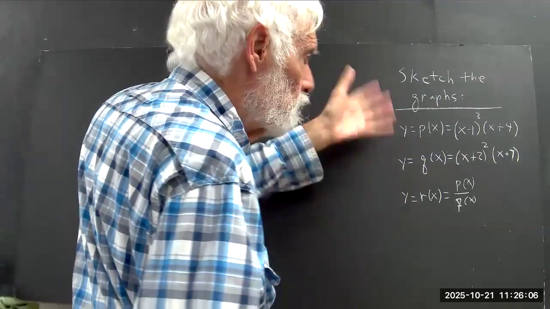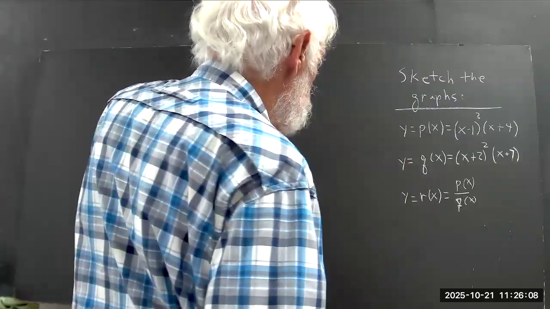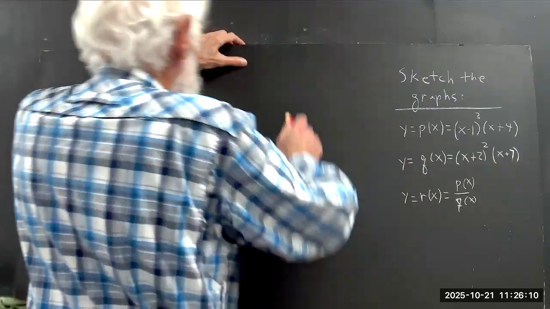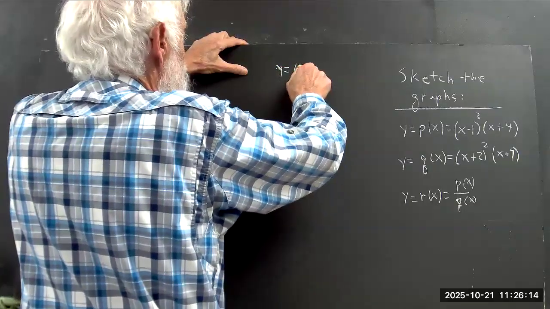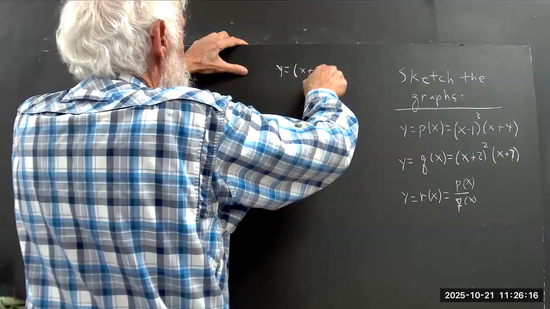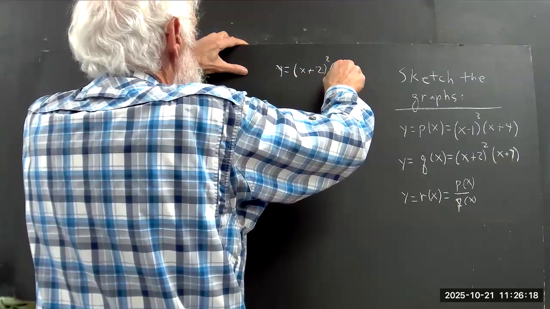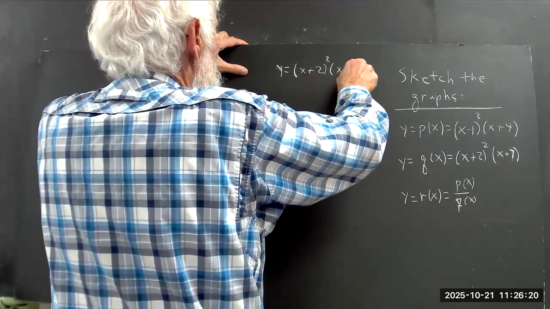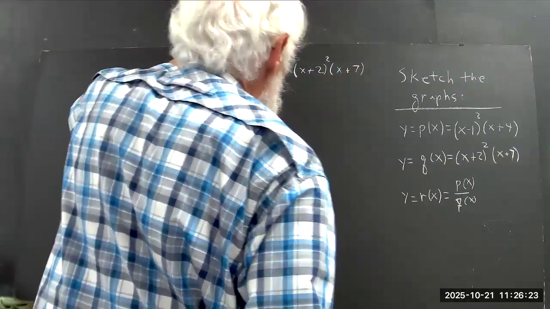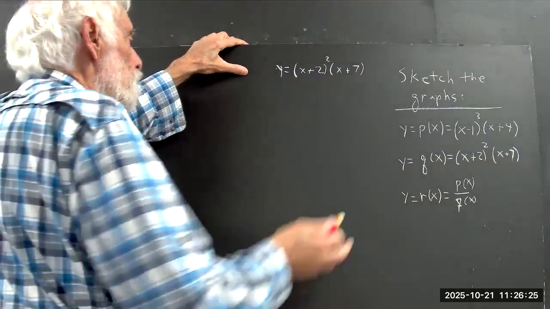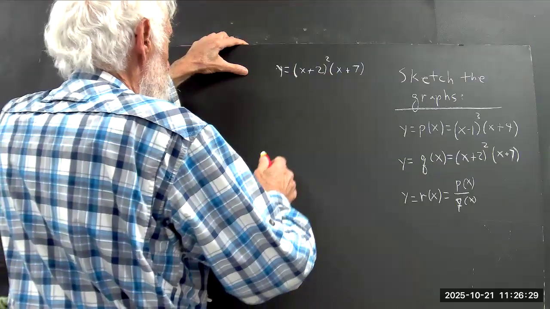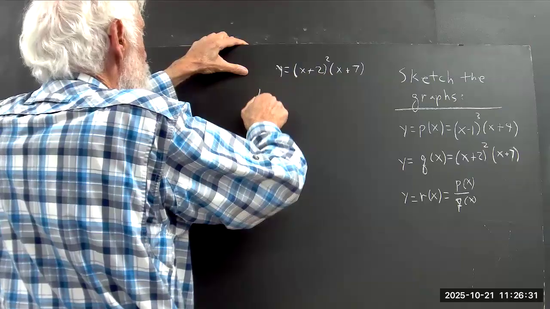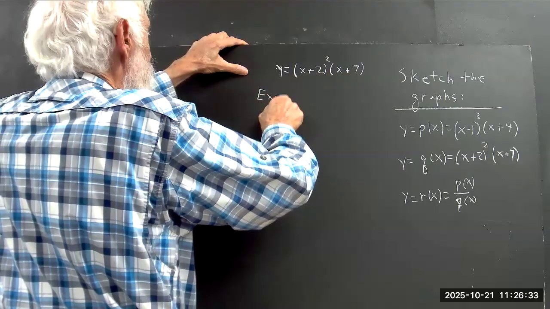Let's work first. From what I see, I think I want to start with the q of x function, so I can explain something about that. y equals (x plus 2) squared times (x plus 7). Okay, well, first thing, let's start by finding the degree of this polynomial. We're going to expand. We haven't done this before.